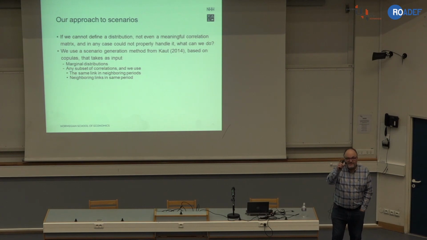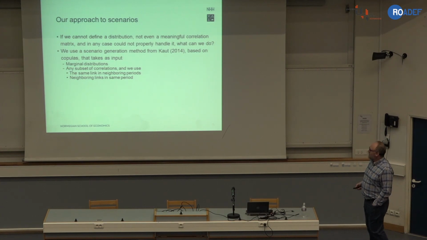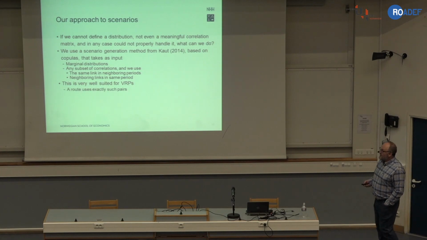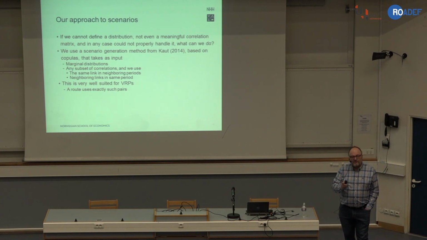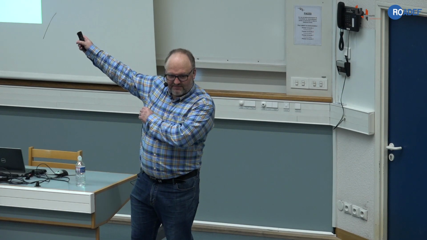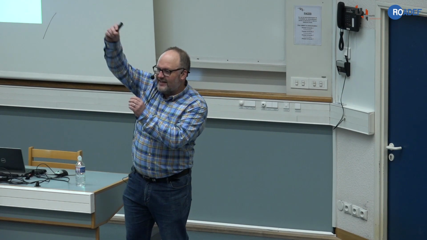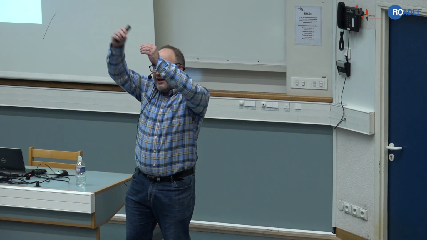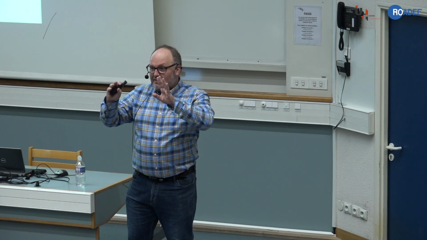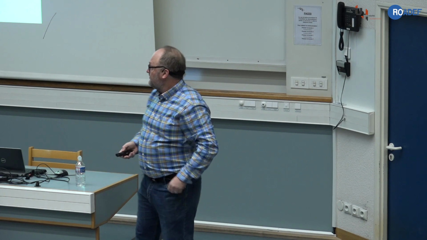Of course, there are lots of loose ends yet, right? But that's what we do. And it fits with VRPs, right? Because what is a VRP? Well, it picks a sequence of links exactly, and 2 consecutive links in a route will always come from this set. You continue on the same link in the next period, or you come to an intersection and you pick a link going out from that intersection in the same period. That doesn't prove we're right, but there is some logic to it.